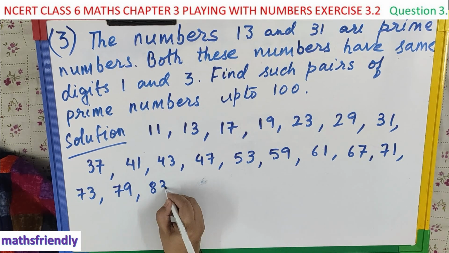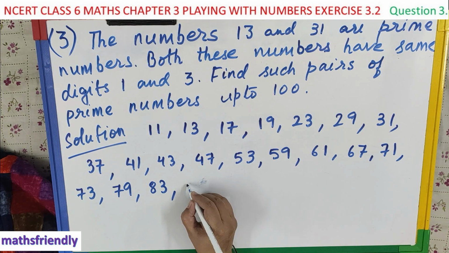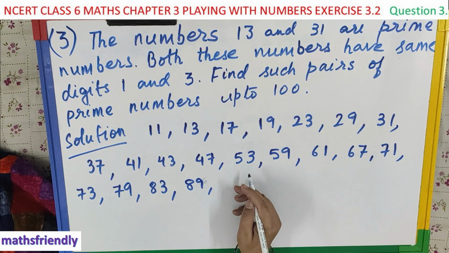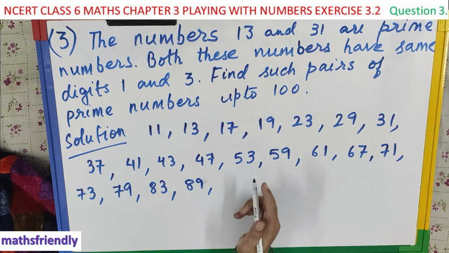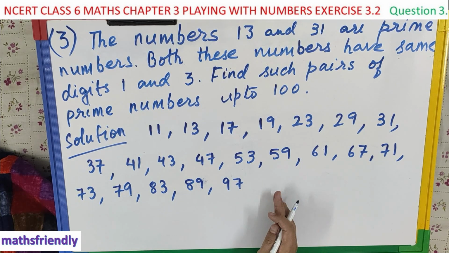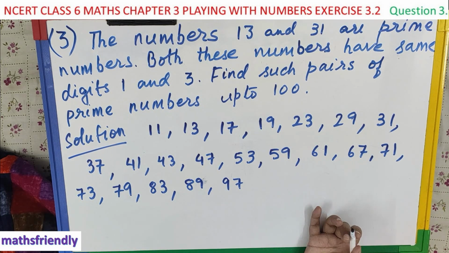Yes, 83 is the next prime number. 84, 85, 86, 87, 88, 89. 89 is the next prime number. Okay, 89, 90, 91, 92, 93, 94, 95, 96, 97 is the next prime number. 98, 99 and 100 are not prime numbers because they come in other tables also.